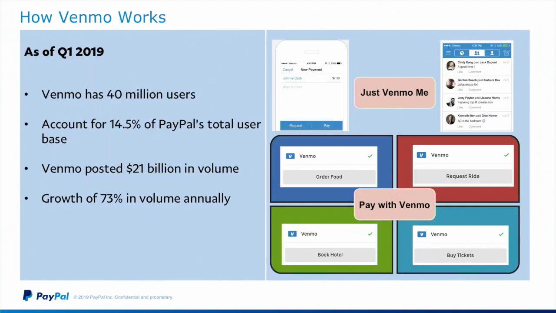As of this year, Q1, Venmo has a large user base. It has about 40 million users actively using Venmo, and it accounts for a large percentage of PayPal's overall user base, as well as the revenue contributions. And it grows exponentially every year. Not only can people do P2P money transfers, but we are also trying to leverage the Venmo platform for the payment side. So you can use Venmo to pay for services and merchandise.